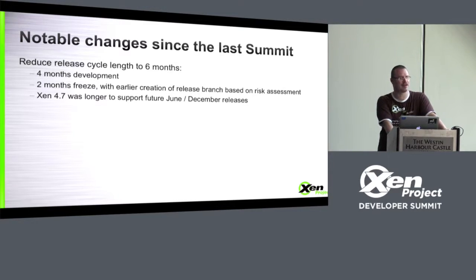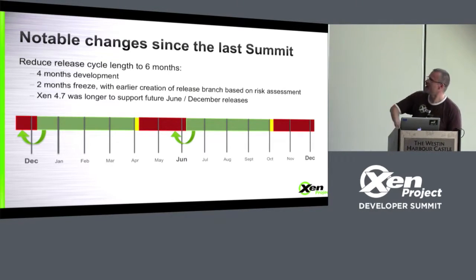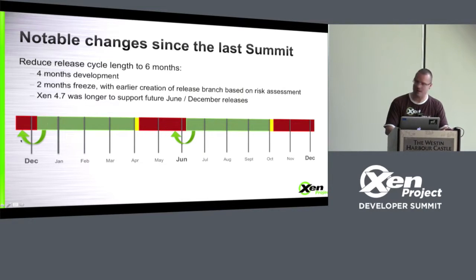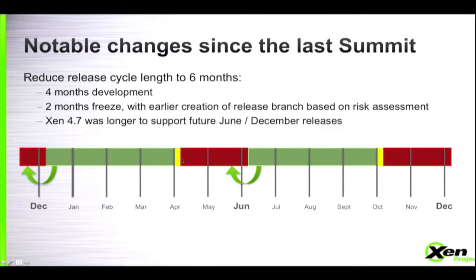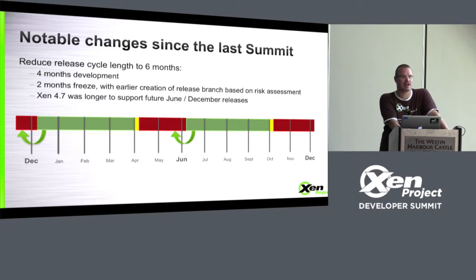So 4.7 was sort of an interim release because it was longer, because we're just starting to get to this shorter release cycle. So how does this really look, right? Basically, we would fundamentally release in December, and we would release in June, and then we have 4 months of development. Then we're clearing the test gate, and then we have freeze. But actually, what we really want to do, maybe a month into the freeze, is start creating the branch such that we can open master and get stuff back in.